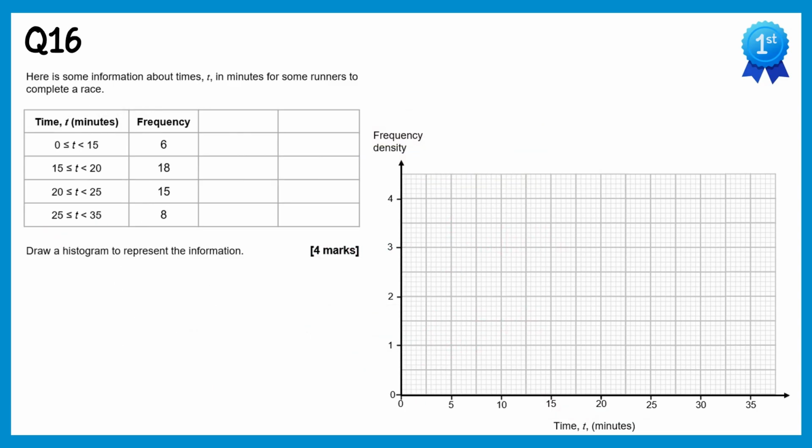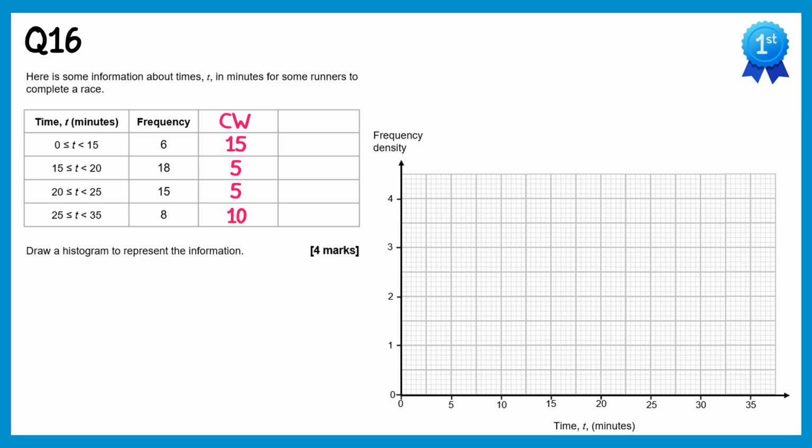For this question we need to draw a histogram, so we're going to create a column for the class width. The class width is just the difference between each ends of your interval. So looking at the first interval, it goes from 0 to 15 minutes, and 15 take away 0 is 15. For the second interval, it's from 15 to 20, and 20 take away 15 is 5. And then if you do the same thing for the next two, it's 5 and 10.